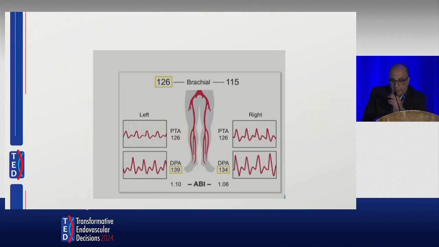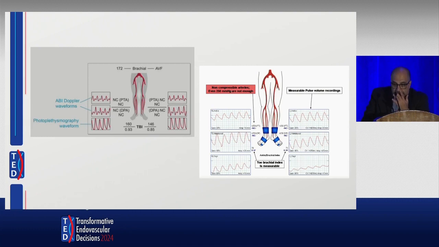This is an example of a normal ABI, where the vessels are compressible, and the normal ABI ranges up to 1. Anything above 1.2 is a calcified vessel. This is one where we have a calcified vessel. The vessels are non-compressible. However, the TBI is normal, with 0.93 and 0.85 respectively. And on the right side is another one where, again, the vessels are not compressible, however, the TBI is low.